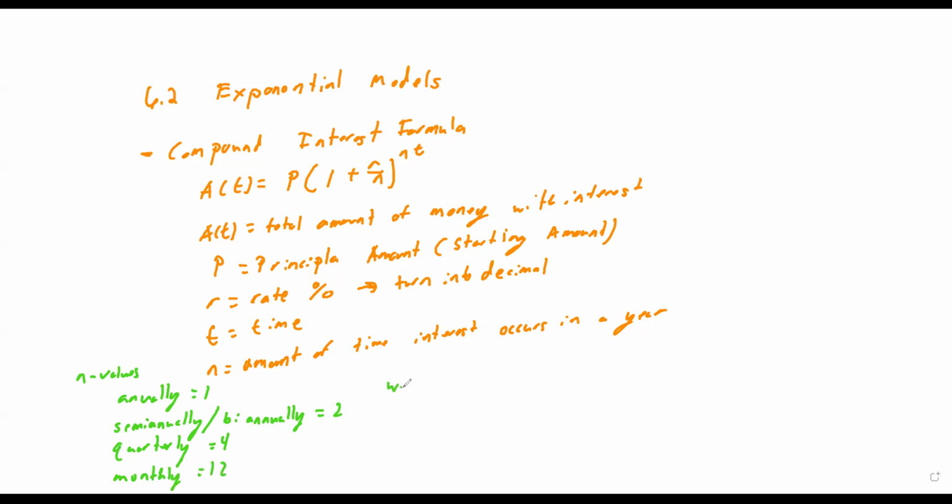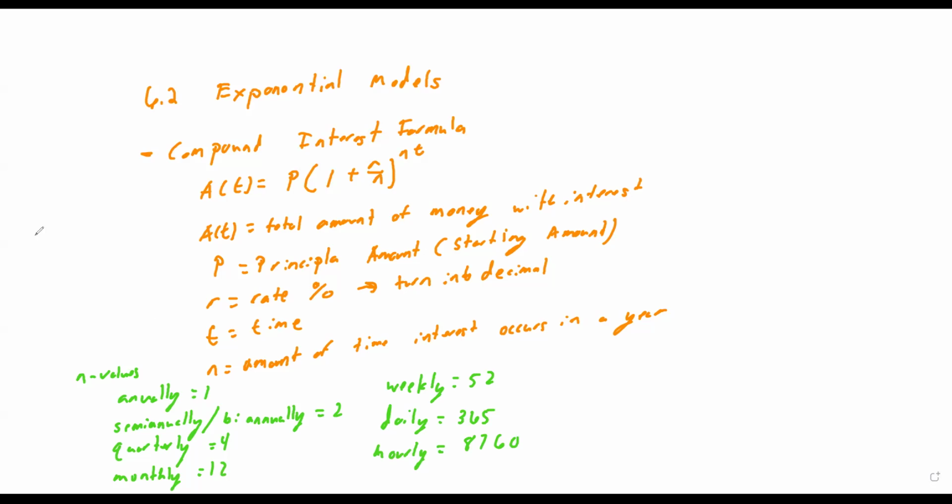You could have weekly, which is 52 times. You could have daily, which is 365. And one that I don't see much, but we'll give it to you anyways, is hourly, which is 8,760 times in a year because that's how many hours there are. We don't really mess around with hourly. I've seen daily. It's pretty darn close to continuous.